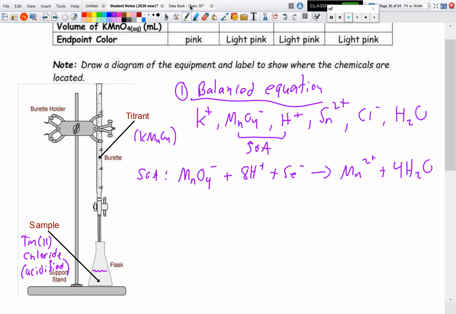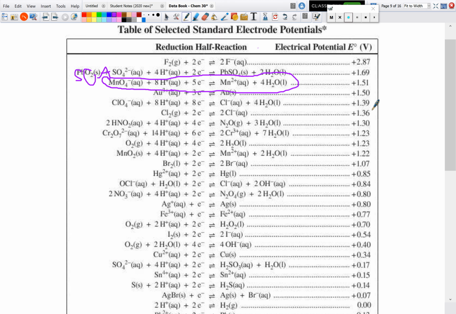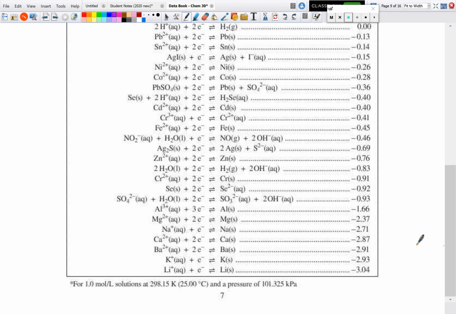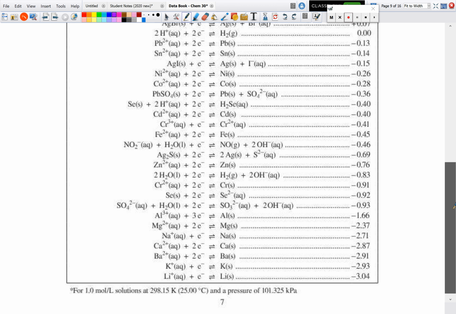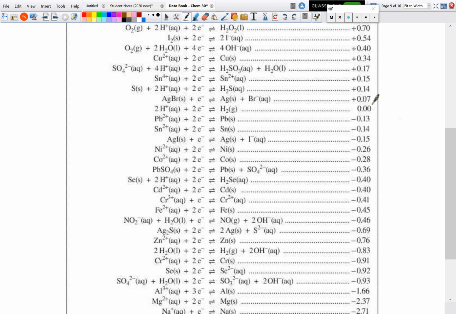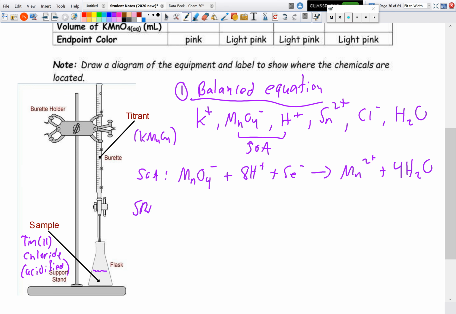Now for our strongest reducing agent, we go back to our data booklet and do the exact same thing, where we start at the bottom right-hand side and go up until we find the first thing that is listed there. Our tin is going to be the first one that we come across, and the half reaction is written as so. We have Sn2+ producing 2 electrons and Sn4+. And we have that reaction.